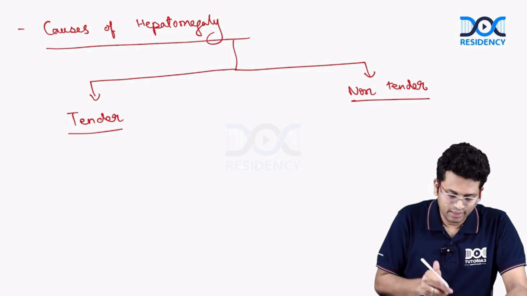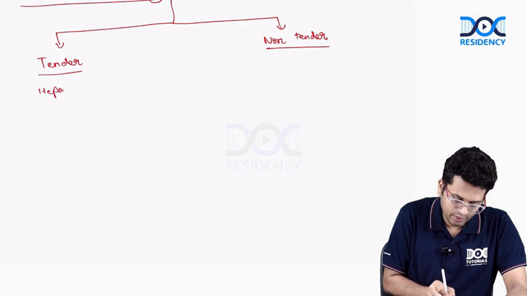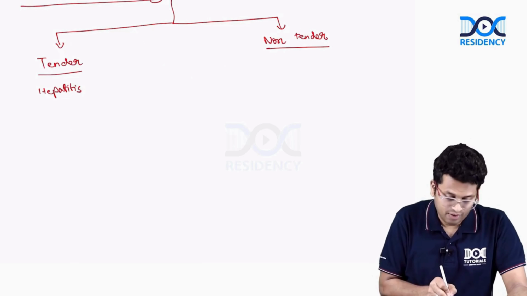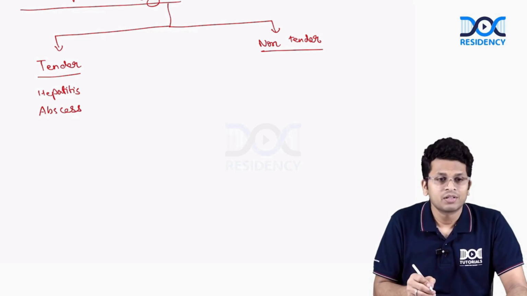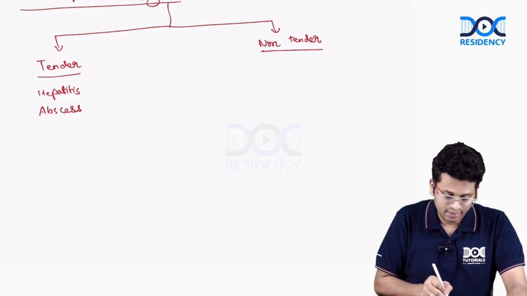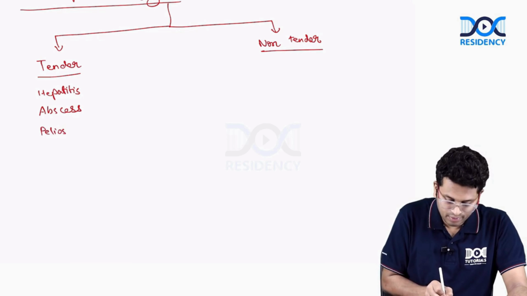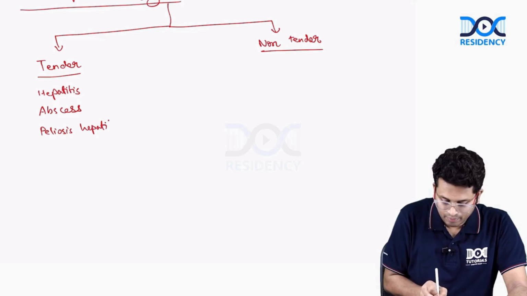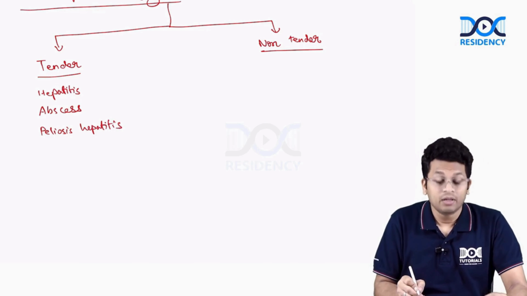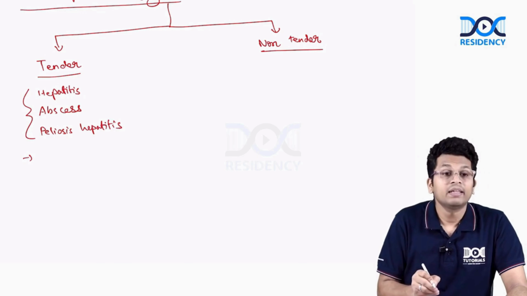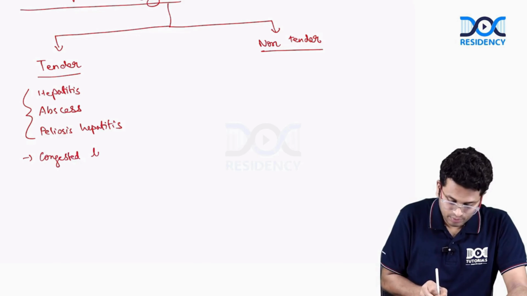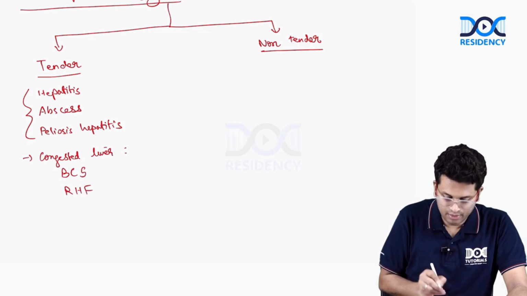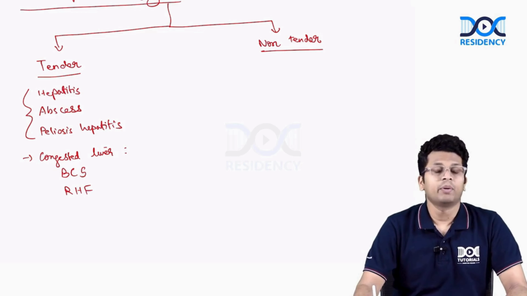Usually tender hepatomegaly is because of hepatitis. It could be because of abscess. It could be sometimes because of rare vascular conditions like say Peliosis hepatis. Okay, and it could also be because of conditions where there is congested liver, like Budd-Chiari syndrome, or it could be right heart failure. Okay, these are the conditions where you are going to get tender hepatomegaly.